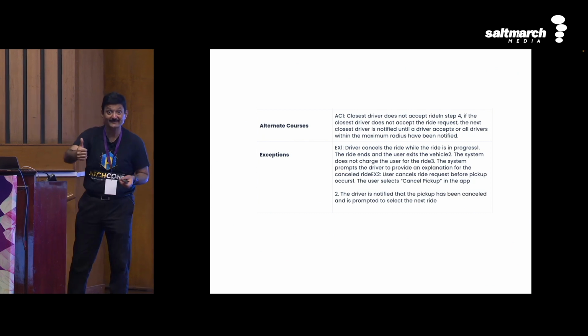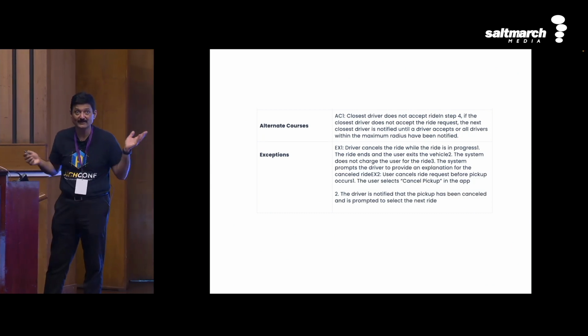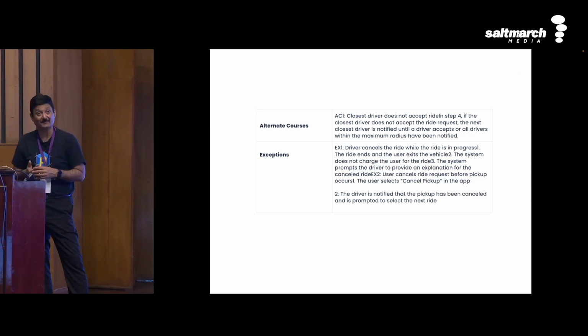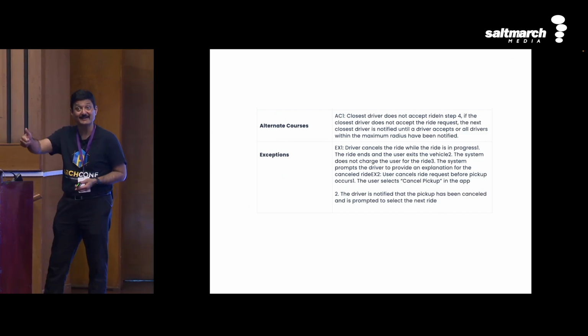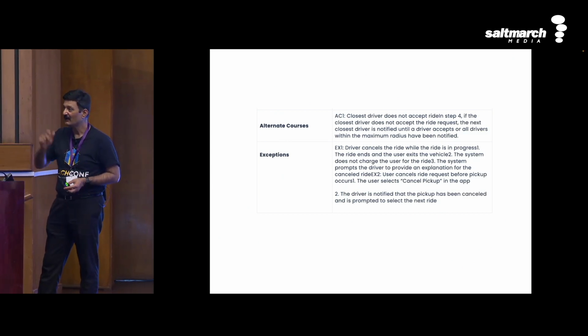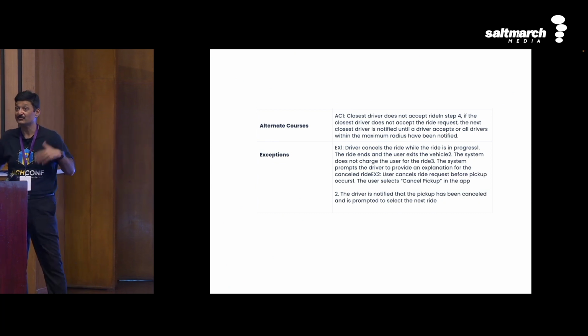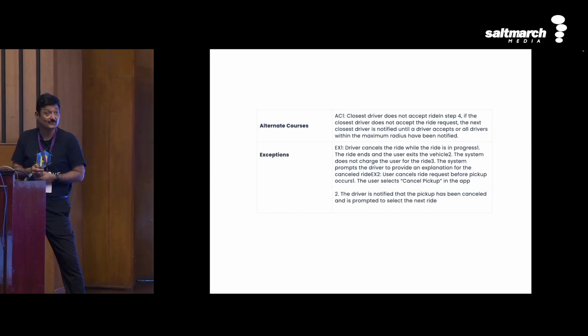The person who is asking has a bad rating. They did not accept the ride. Same thing is with the exception. How do you do the exception handling? That's a big thing. Like, if the ride stopped in the middle, the car stopped in the middle, what do I do? How do you tackle those things?